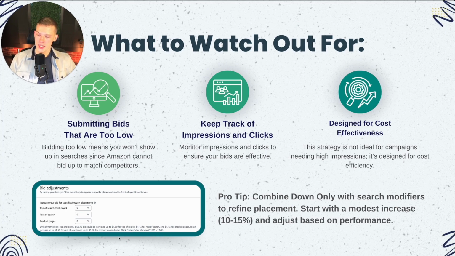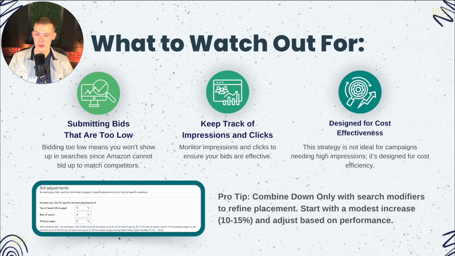So you are just adding on a percentage that you are willing to pay to get your product to show up in that particular placement. So if you add a 100% top of search, then Amazon knows that they can bid 100% more than what your set bid is, just so you can get top of search placement.